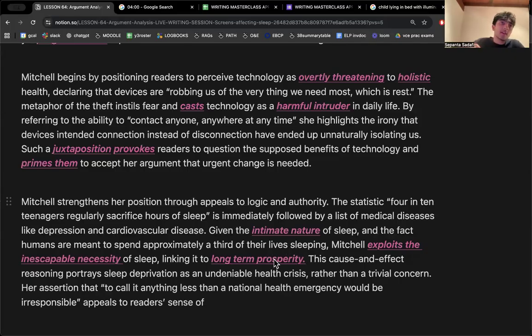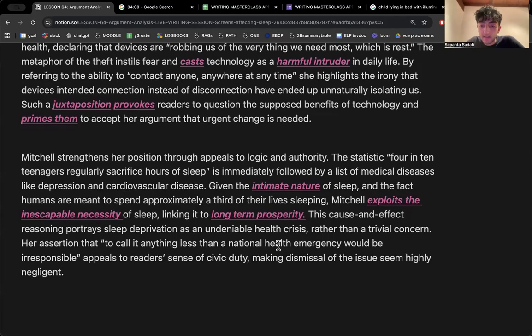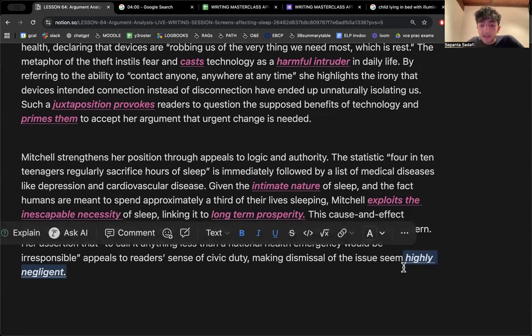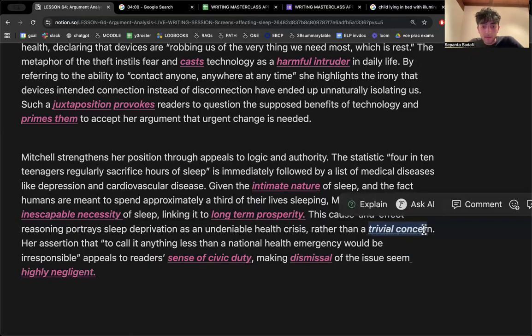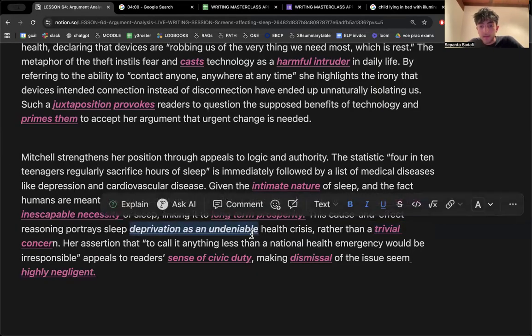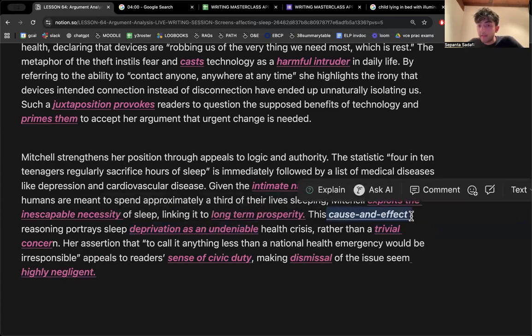Appeals to their sense of that collective responsibility, that civic duty, right? Making dismissal of the issue seem highly negligent, okay? Highly negligent. Dismissal, sense of civic duty, trivial concern, deprivation, undeniable, or even cause and effect.